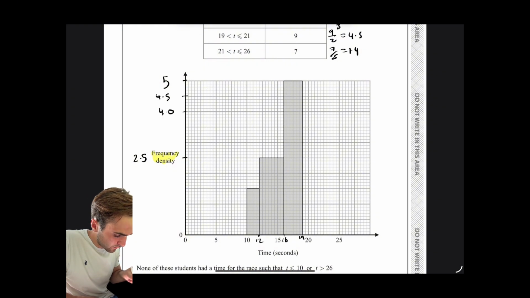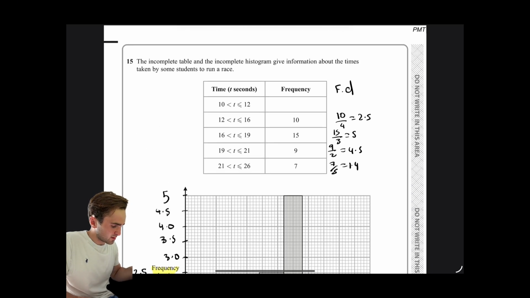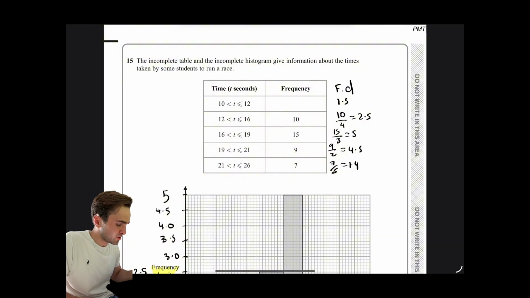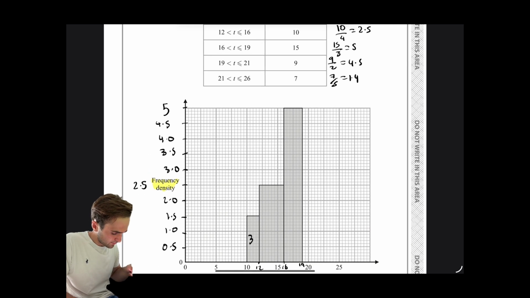So 4.5, 4, 3.5, 3, 2, 1.5, 1, 0.5. So now we know that from 10 to 12, our frequency density is 1.5. So if this is 1.5, our frequency is 1.5 times the 2, which is the range, which is 3. So our frequency is 3, so we can write that in. We can write in 10, 15.